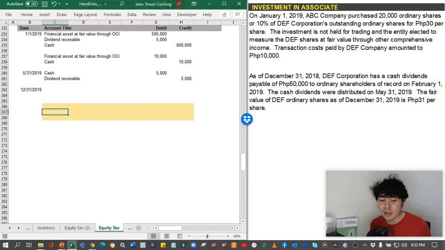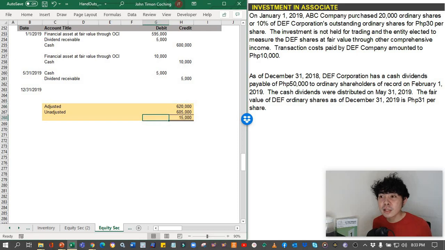So, let's start with the unadjusted balance. Magkano yung unadjusted balance? So, based sa ating journal entries on January 1, 2019, ang ating financial asset at fair value through other comprehensive income is recorded at 605,000 pesos. And that is yung 595,000 plus 10,000 pesos. Pero syempre, we need to remeasure this at fair value at year-end. So, magkano yung adjusted balance niya that should appear in the statement of financial position? So, that is 620,000 pesos, which is computed as 20,000 ordinary shares multiplied by the fair value per share at year-end.